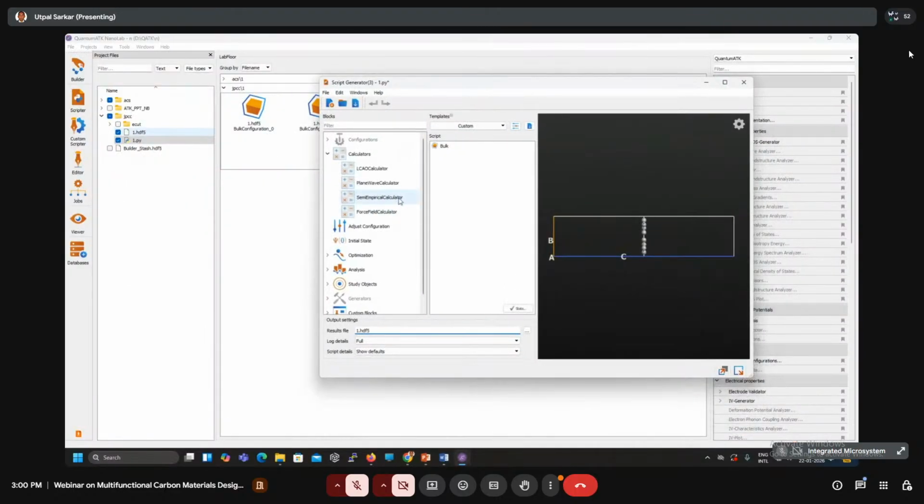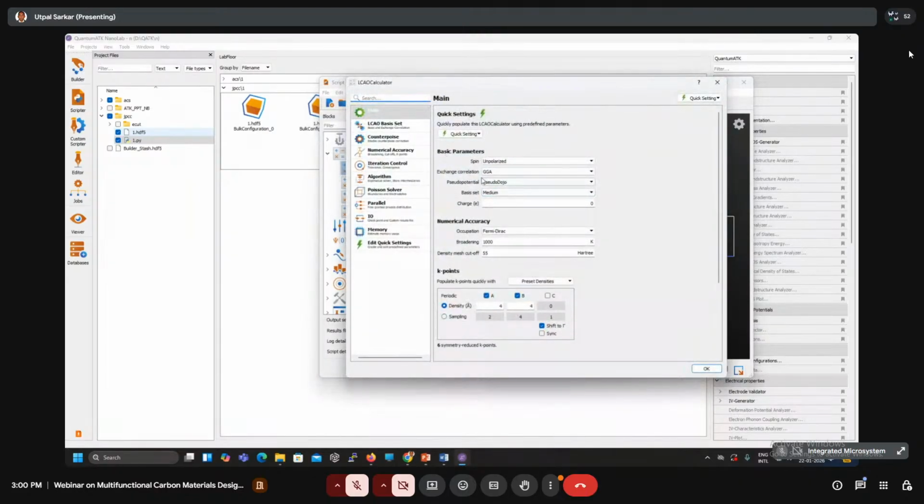Here you can select the SlabCO calculator. The exchange correlation will be given here; you can choose according to your convenience. Here I have chosen the GGA. Another one is the pseudopotential, PseudoDojo, and the basis set I have taken as medium. Now we are going for the density mesh cutoff convergence.